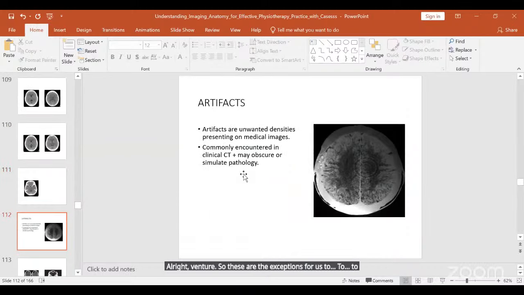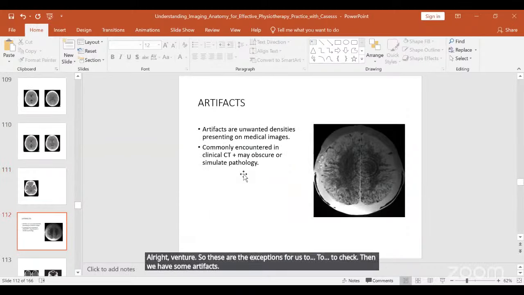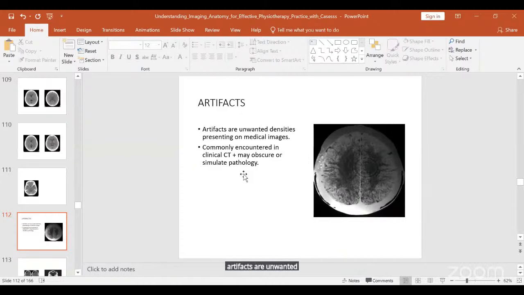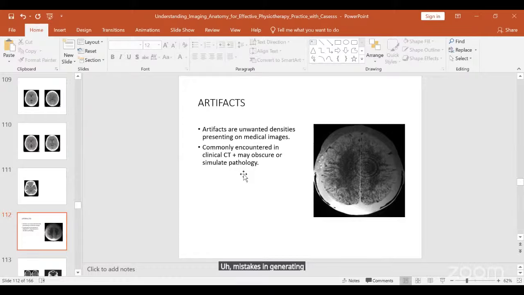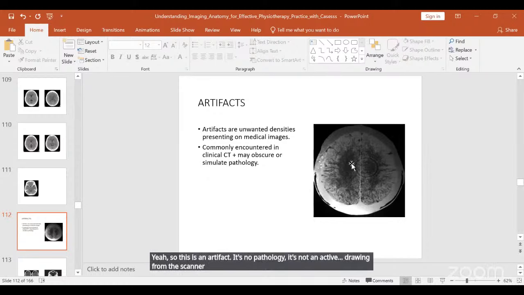Then we have some artifacts. Artifacts are unwanted densities that appear on the radiograph. Because we deal with computers, computers can have their mistakes in generating those images. Can you see this oval thing inside the brain? Perfect circles. Can you see circles? Yes, sir. So this is an artifact. It's not a pathology. It's usually from the scanner, so don't mimic this as a pathology.